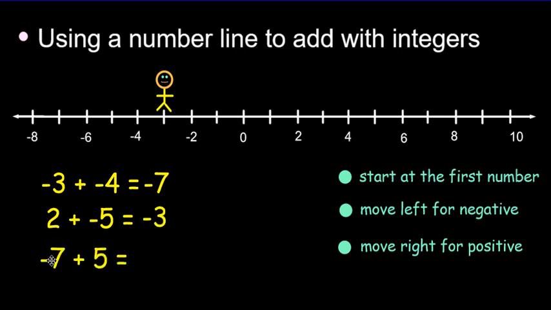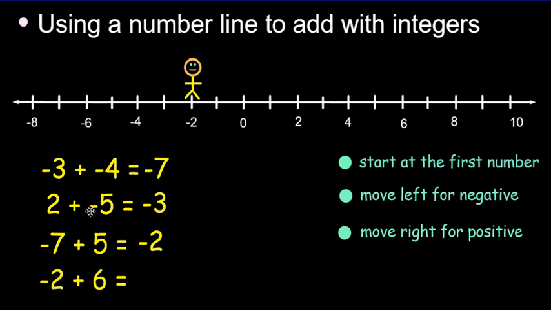So again, we're practicing start at the first number. So I'm going to start at -7 in this case, and the next number this time is a positive, so it tells me to move to the right 5 units. So I'm going to count 5 units to the right with my little man. 1, 2, or woman, 3, 4, 5. And notice that after 5 jumps to the right, we get to our answer, -2.